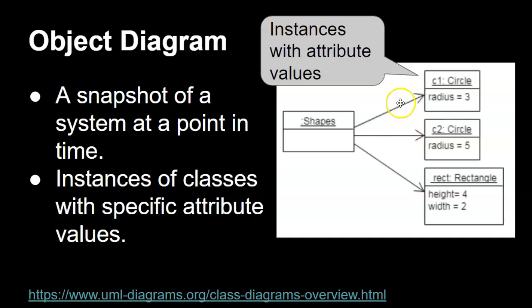We can imagine this is showing that in a paint program, at some moment in time, we should be able to have a couple instances of circles with different radiuses and a rectangle that a user has created in our shapes program. That sort of idea. Okay, so key features: these are rectangles, but the name is underlined, indicating these are objects or instances of classes.